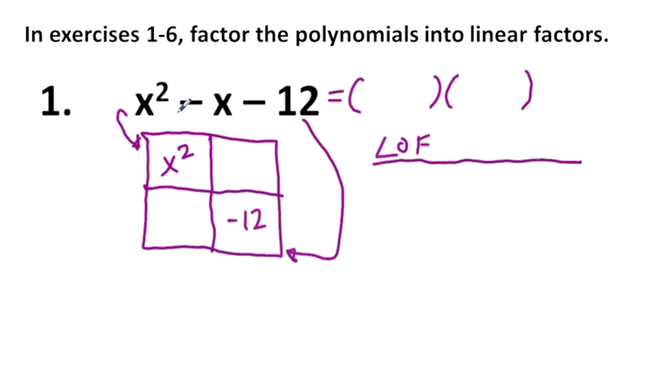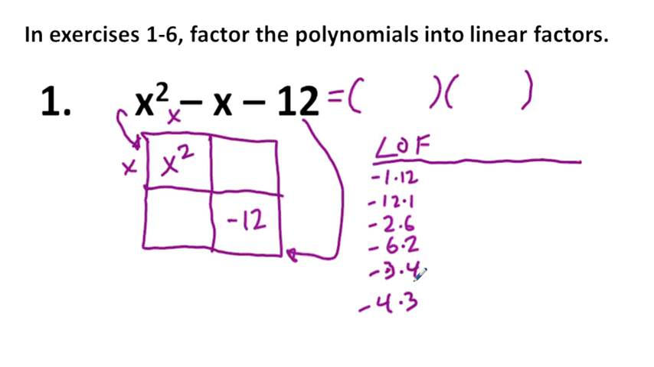What numbers? We know the factors of x squared are x and x, but what numbers do you multiply together to get negative 12? Well, negative 1 times 12, negative 12 times 1, negative 2 times 6, negative 6 times 2, we have negative 3 times 4, and finally we have negative 4 times 3. And adjacent here, we're going to place another column, which is sum of factors.